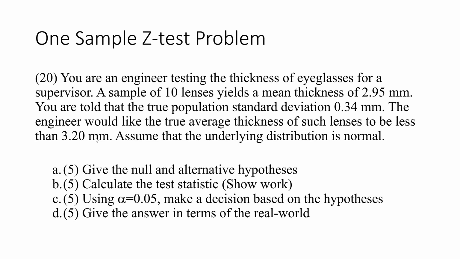Now, let's look at what the questions are asking. You have 4 parts here, and this is your typical hypothesis test type question. First, it wants you to give the null and alternative hypothesis. Then it wants you to calculate the z-test statistic, and show your work. And then finally, using alpha equal to 0.05, it wants you to make a decision based on the hypotheses. And finally, you're going to need to give the answer in terms of the real world.